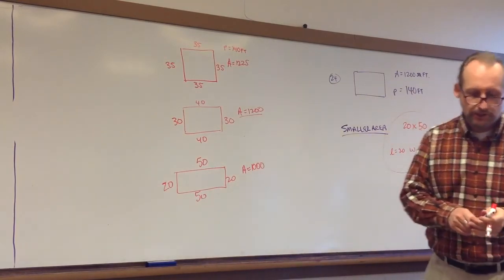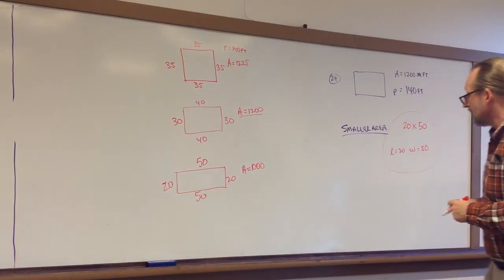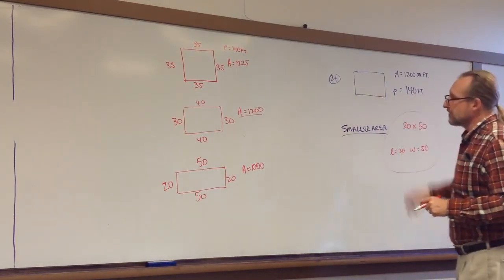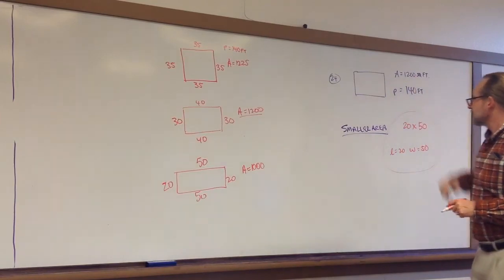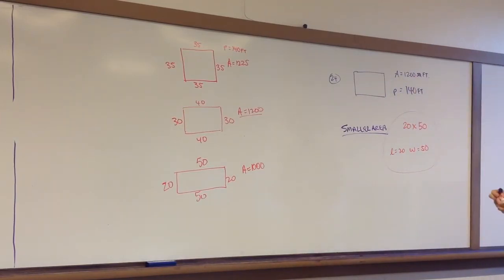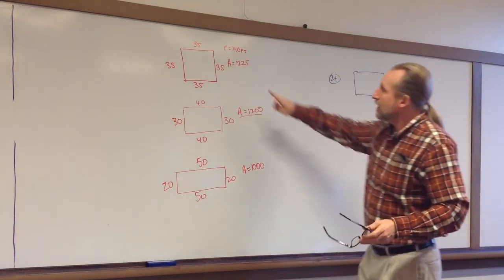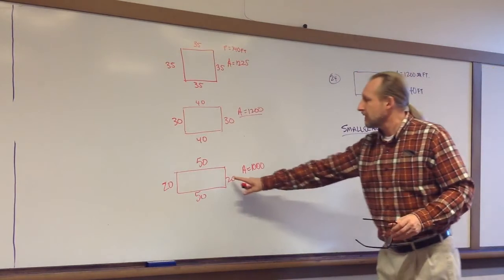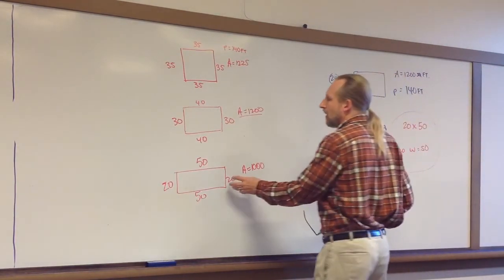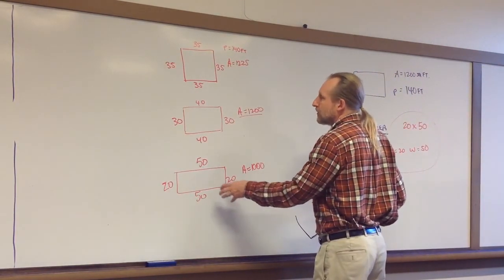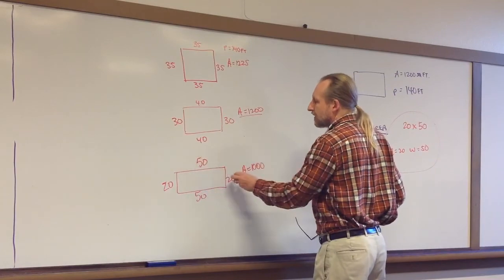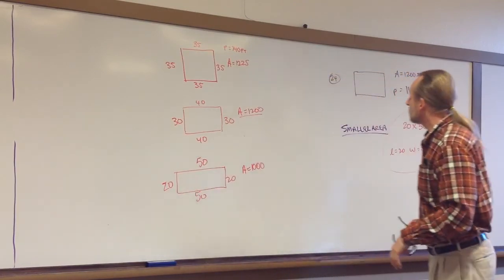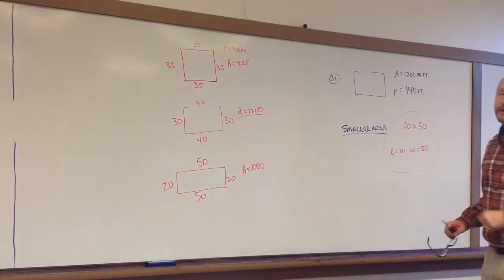We want the dimensions of this rectangle that still has a perimeter of 140, but has an area that's smaller than 1200. If you want a larger area, you want to be going towards a square. So if they give you something like this and ask for a larger area, then you want to take away from the bigger side and add it onto the shorter sides, right? That's the opposite of what we did here.